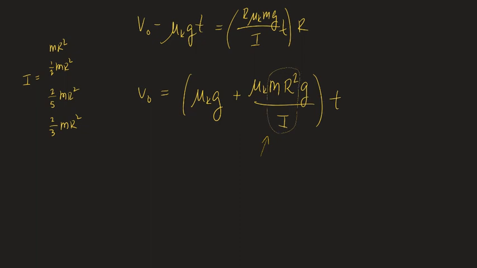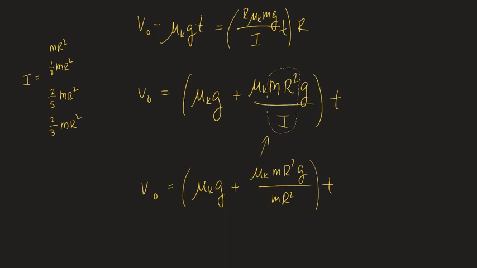You can put in the two things. What are the two shapes in the problem? Pick one of these. I'll do one of them, and you do the rest. Do you want to do the hoop, or do you want to do the solid sphere? We'll put the hoop in. Okay. So we're going to put the hoop in. That means that V naught equals mu k g plus mu k mr squared g over mr squared, times t. We need t. That's what we're going for.